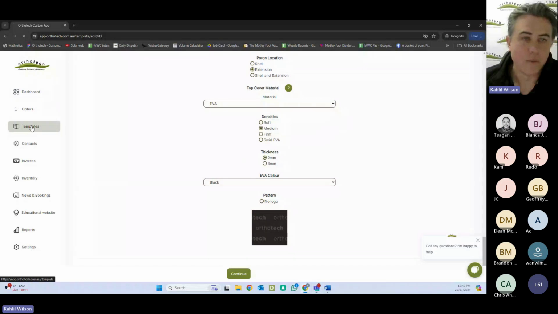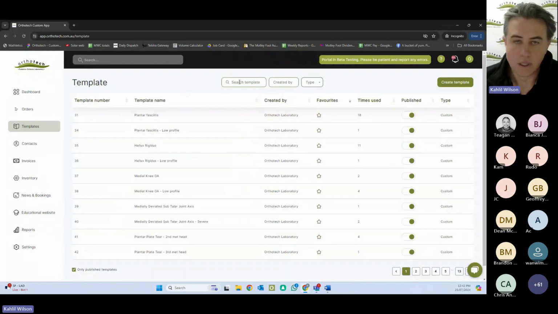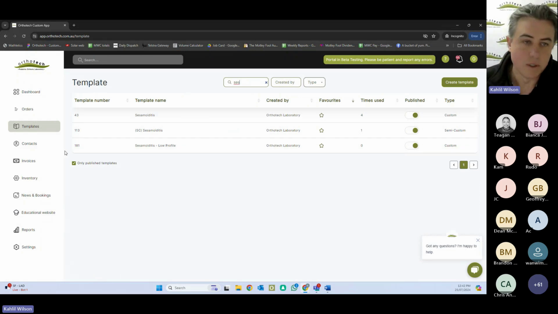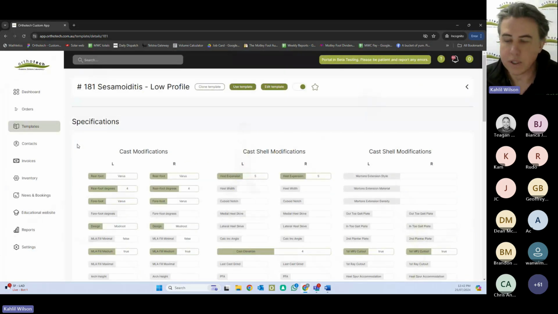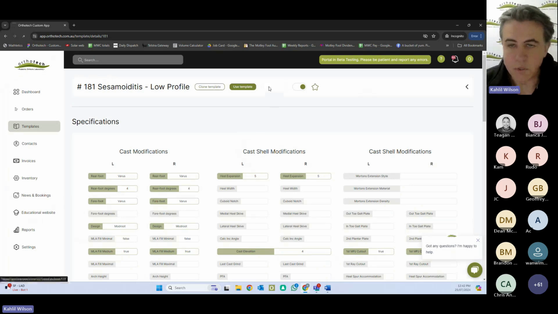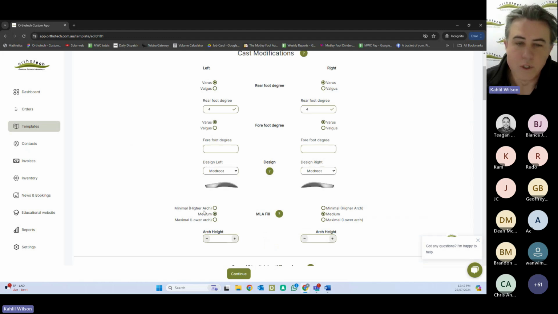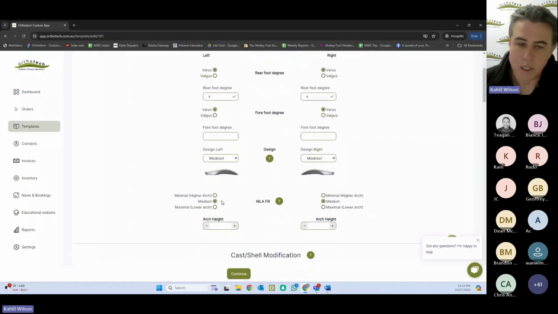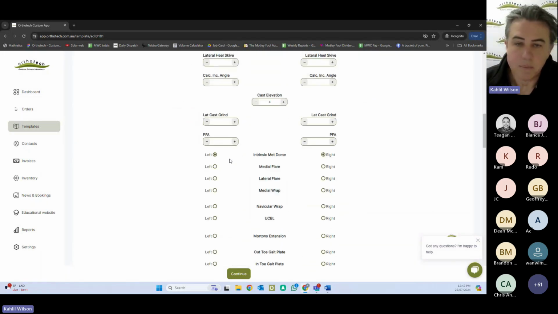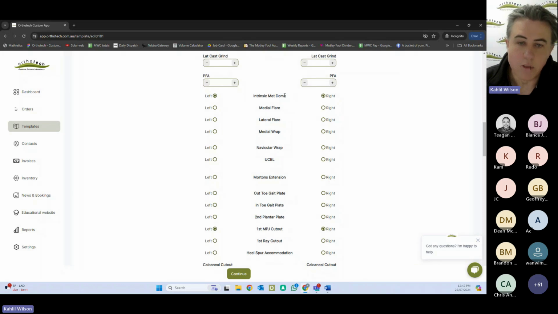Okay, so I'll quickly go back to the low profile. Sesamoiditis low profile. All we're doing is trying to get it into a slimmer shoe. The way in which we can do that is to reduce the arch height a little bit. So stay with the mod root, but just reduce the arch height, which will debulk the orthotic. Use an intrinsic met dome instead of an extrinsic one if you want to have a met dome. That met dome can help support the transverse arch and allow that first MPJ to offload.